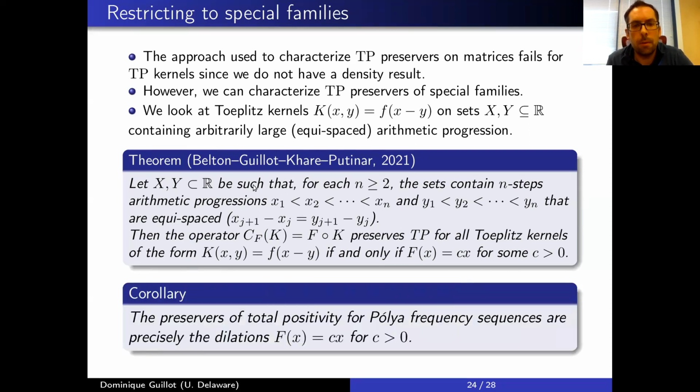Just as a corollary of that result, if I take kernels on the integers, we end up with the family of Polya frequency sequences that we discussed earlier. And as a special case of that theorem, we discovered that the only possible way to preserve the total positivity properties of these sequences is to operate with a multiple of the identity. So again, this is extremely rigid. There are not that many preservers except the trivial ones in some sense.